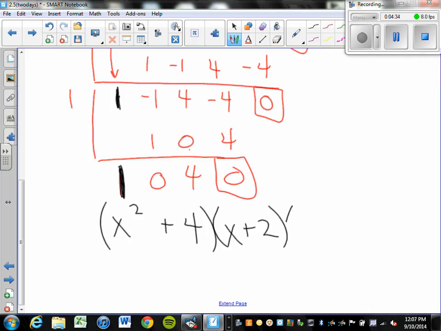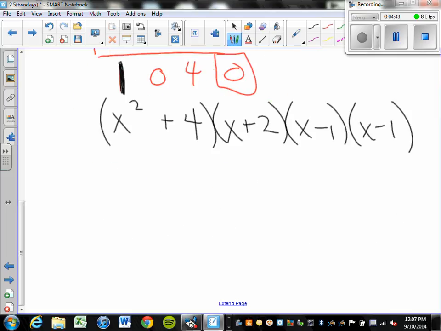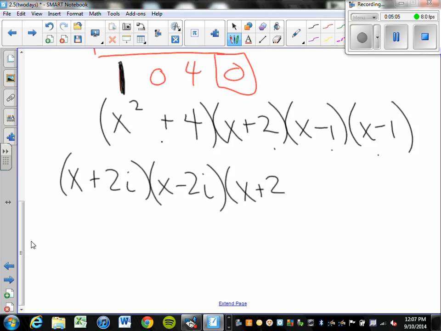Here I have the linear factor for -2, the linear factor for 1, and the linear factor for 1. Last but not least, because I have a degree of 5 for the polynomial, I need to have 5 factors. Right now I have 3 linear factors and 1 quadratic. This quadratic factor is the sum of squares, which breaks down into complex conjugates.